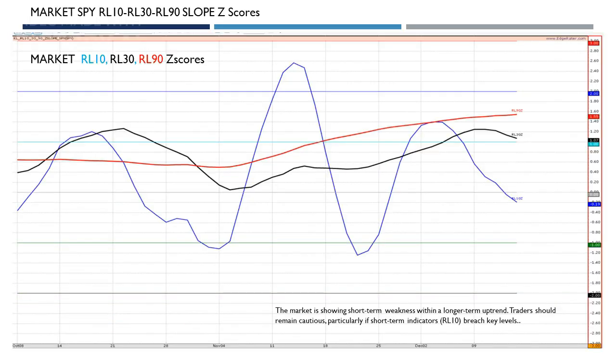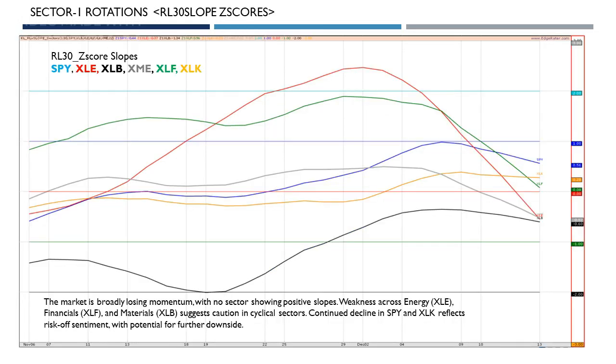The market is showing short-term weakness within a longer-term uptrend. Traders should remain cautious, especially if short-term indicators breach key levels. The market is losing momentum with no sectors showing positive slopes. Energy, financials, and materials sectors suggest caution, while the decline in SPY and XLK indicates risk-off sentiment.